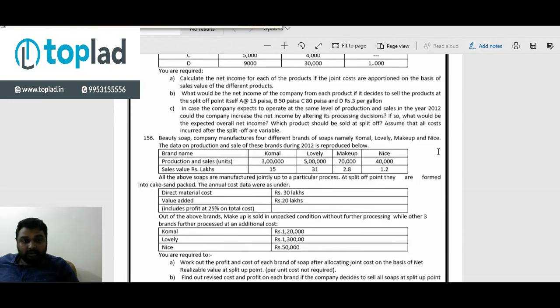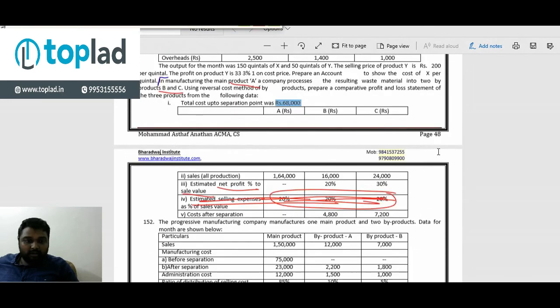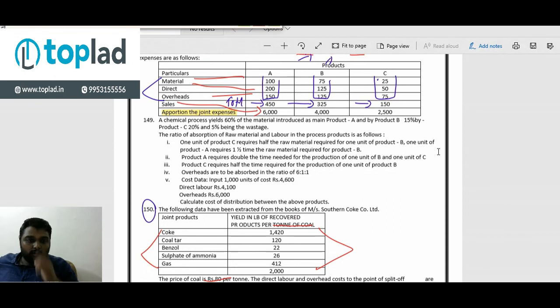We have to do interesting sums. Now we will go for question number 149. Okay, are you ready? A chemical process yields 60% of material produced. If you have not completed the last question, you can pause the video and copy.